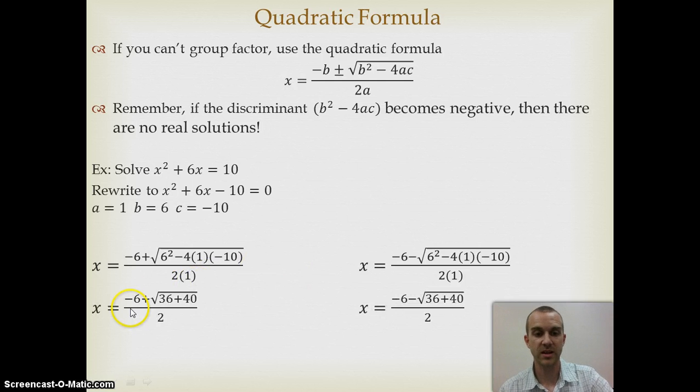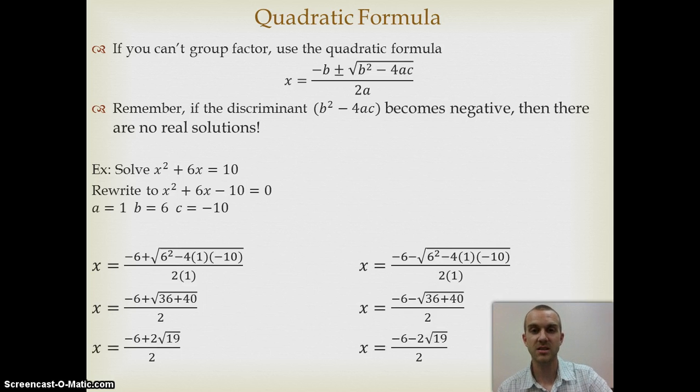Now I'm going to simplify inside. That becomes 36 plus 40, which is 76. Now the square root of 76, I want to simplify that radical, and what I end up with is 2 the square root of 19. Now if you remember how to simplify your fractions, I can divide all three terms by 2 and end up with negative 3 plus square root of 19, negative 3 minus the square root of 19, which is exactly what I found by completing the square.